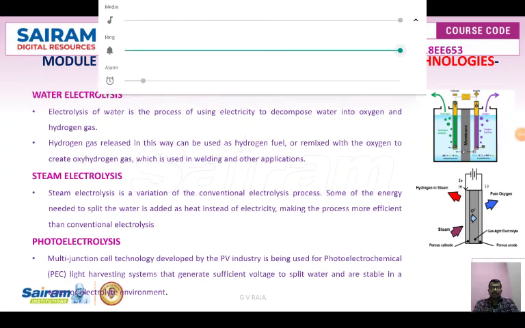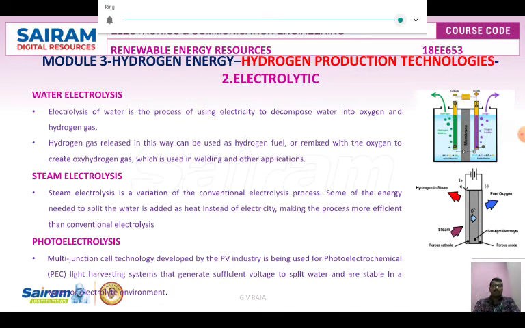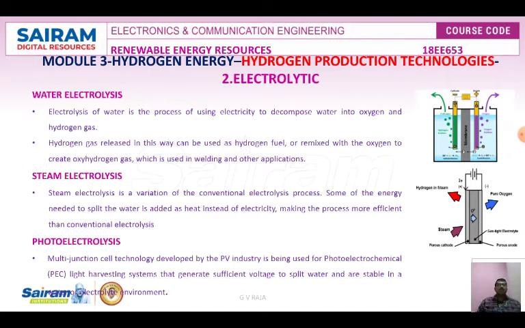Hydrogen production method is the electrolytic process. Previously we discussed the thermochemical process. There are three methods of hydrogen production. One is the thermochemical process, another one is the electrolytic process, and another one is the photolytic process. So electrolytic production technology is another way of producing hydrogen.